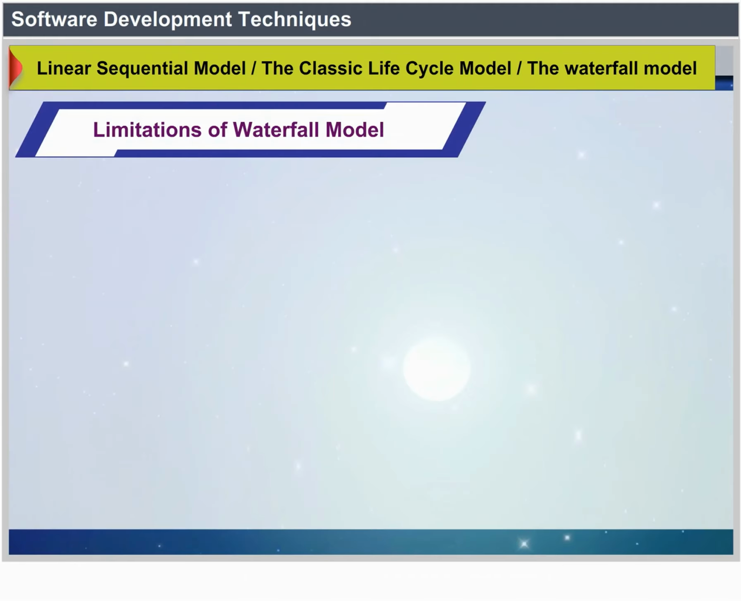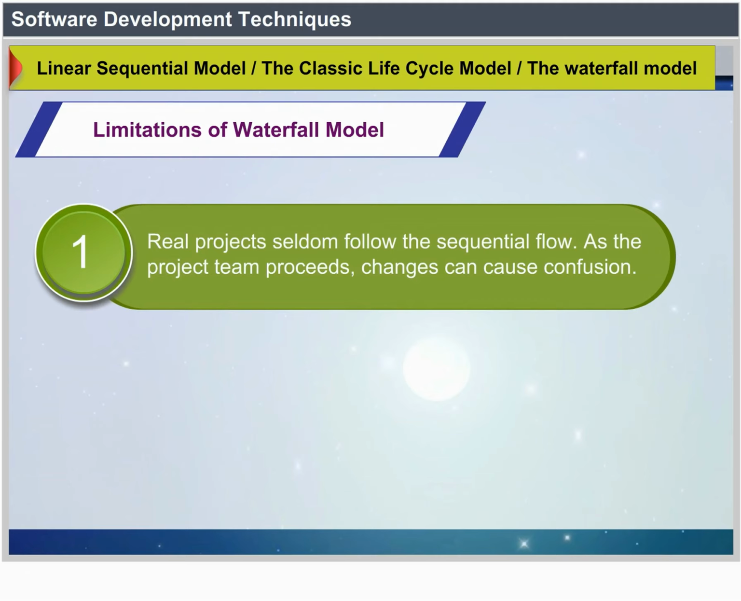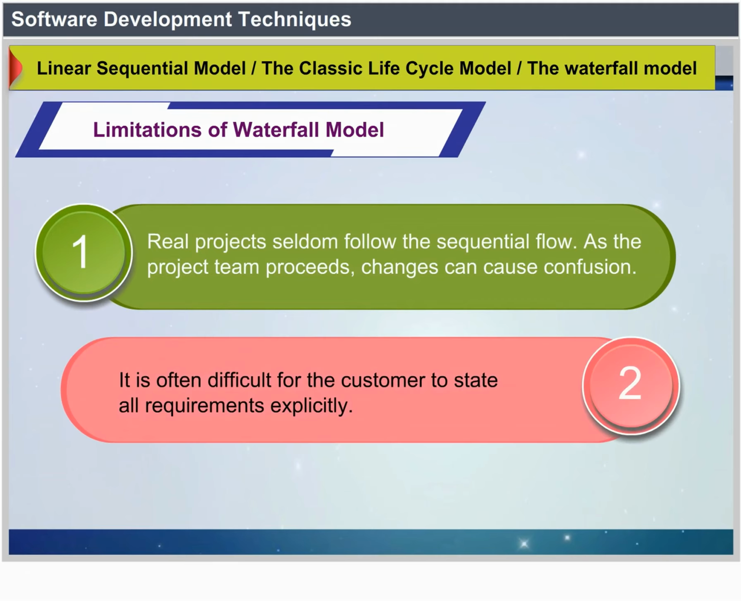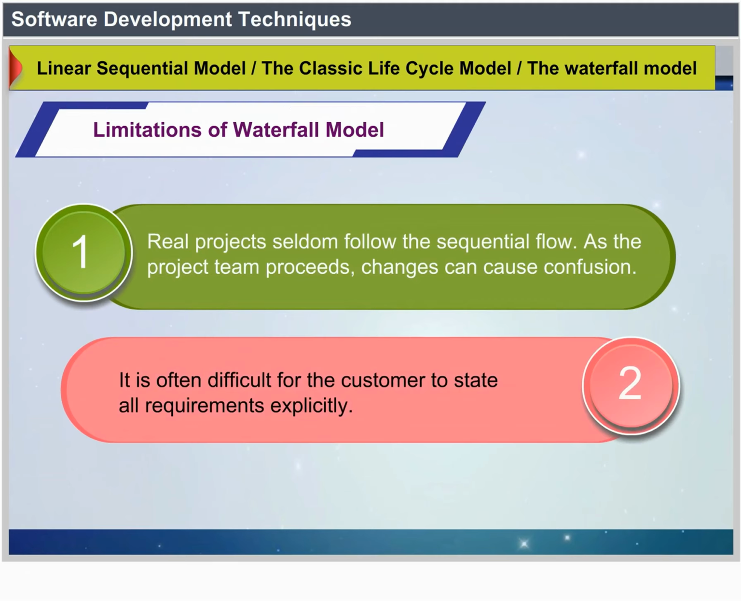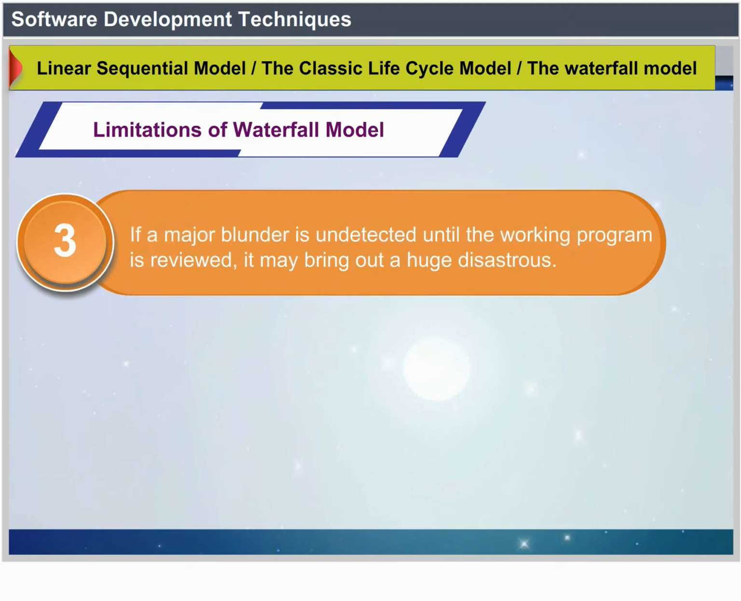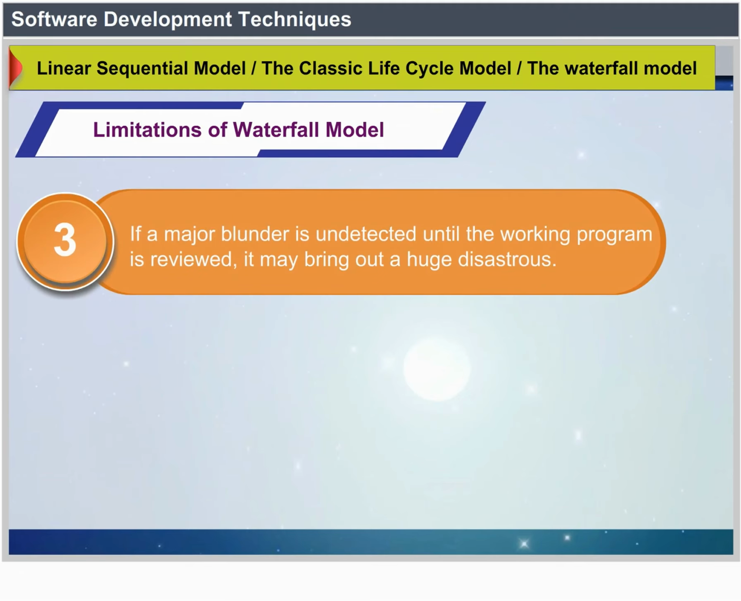Drawbacks of the waterfall model. Real projects rarely follow the sequential flow. Changes can cause confusion as the project team proceeds. It is often difficult for the customer to state all requirements explicitly. A major blunder, if undetected until the working program is reviewed, can be disastrous.